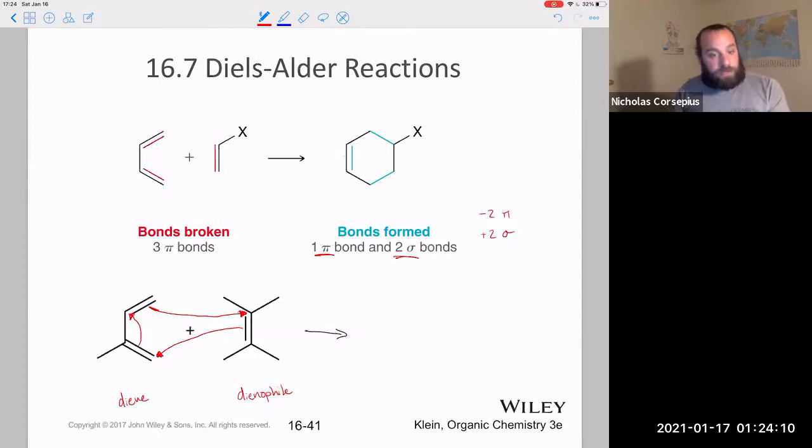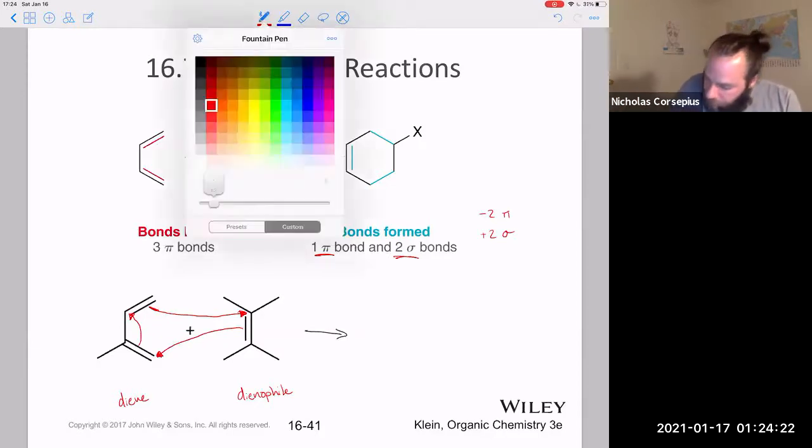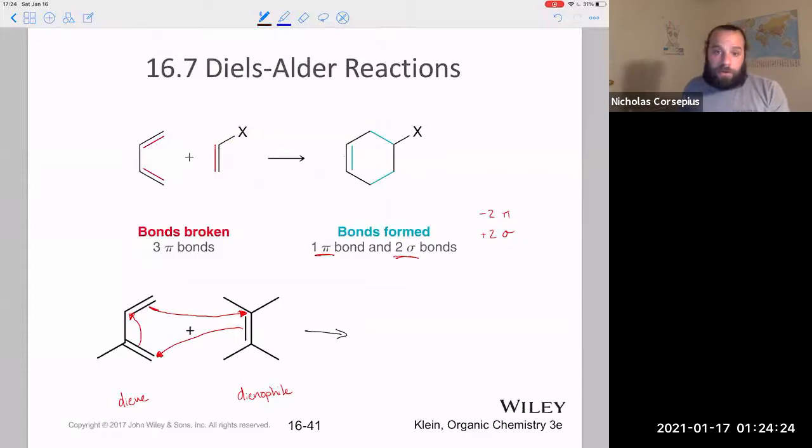Okay, so good idea to pause, see if you can give me what the product would look like given this mechanism here. That's going to be the assignment for this particular lecture: given a set of substrates, what's the product? Given a product, work backwards retrosynthetically and tell me what substrates you would need to generate that. You'll notice that we're always going to produce 6-membered rings for the Diels Alder reactions.